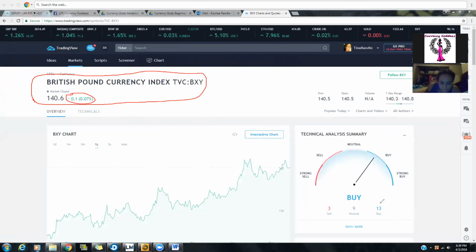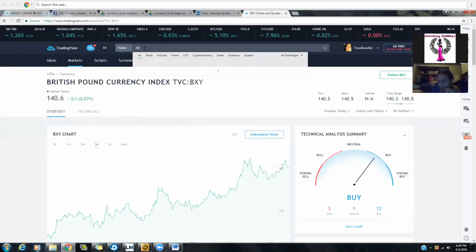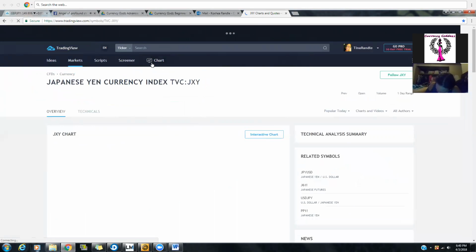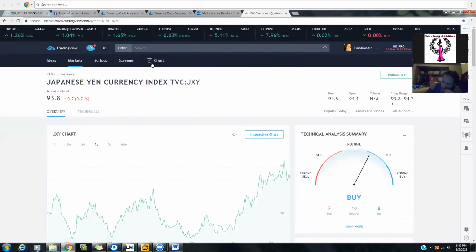Okay. So we have the pound, now we need the yen, and the yen is going to be JXY. The one thing you can kind of remember with these pairs is that they end in XY. So same information. You want to look here. You want to take note of what's there.